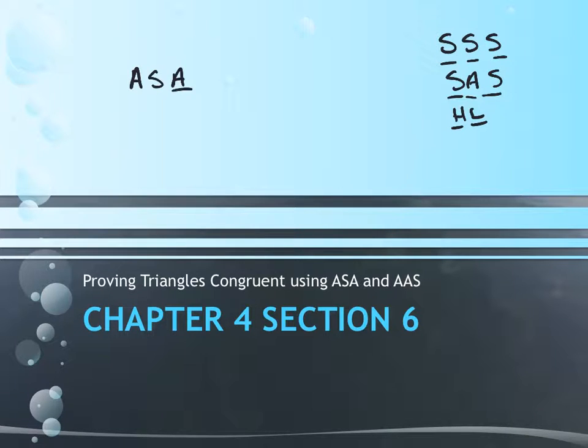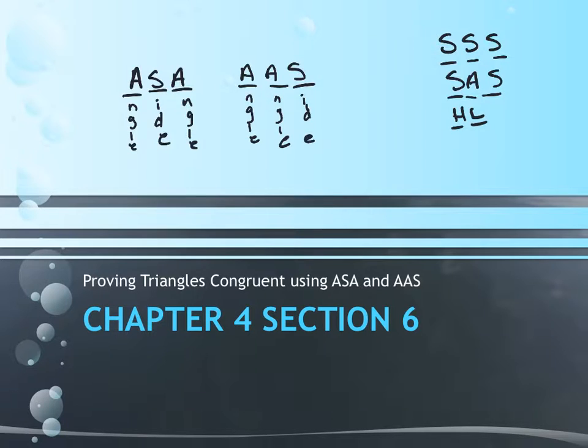ASA, which stands for angle, side, angle, and AAS, not to be confused with the bad word. Angle, angle, side. That's two A's, not two S's. Okay, so these are going to be two other methods.